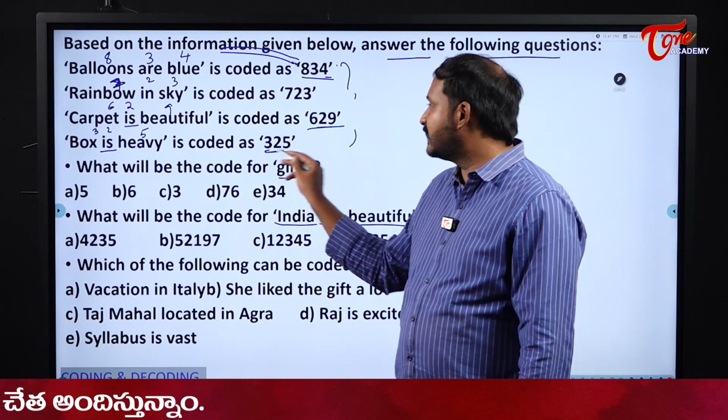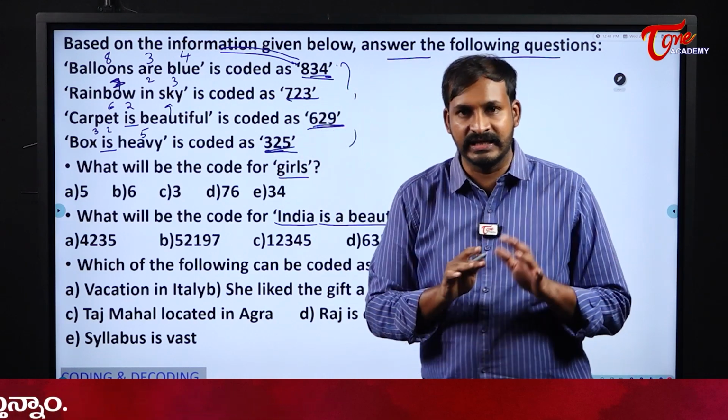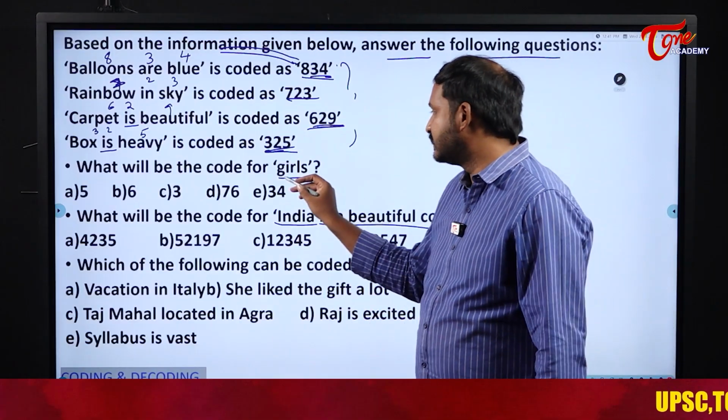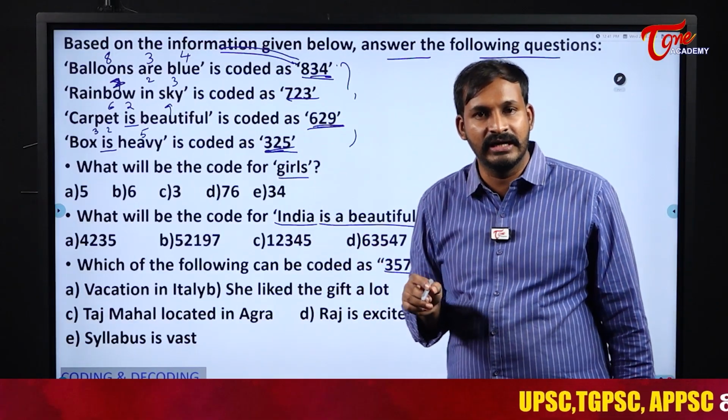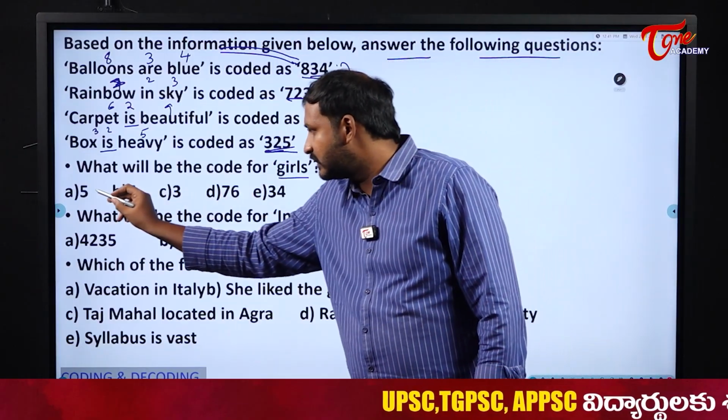And next it was written in the straightforward manner only, no shuffling, nothing is done here. So the same thing, girls. How many letters are there in the word girls? 5 are there. So the code for girls will become what? 5.